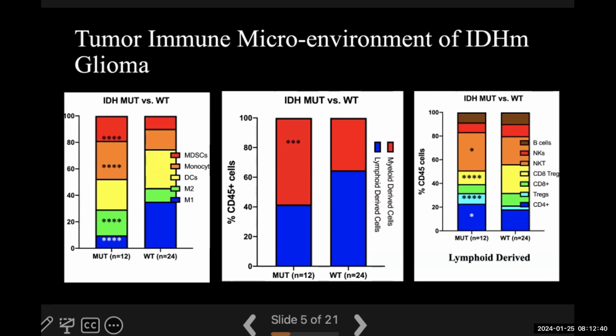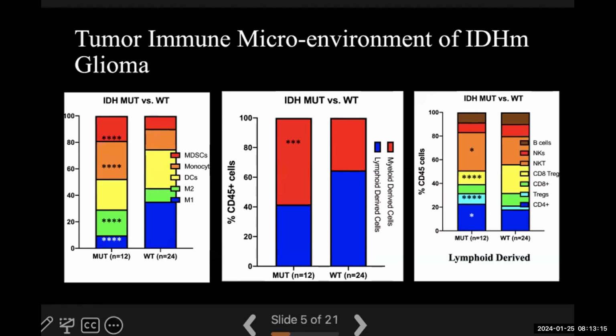So the figure on the left that shows the two bar graphs will show in IDH mutant gliomas, you have a statistically significant decrease in M1 type macrophages, which are some of the macrophages that are actually responsible for innate immunity. And then you have an increase in M2, which are associated with more of a suppressive kind of phenotype. Same thing, you see an increase in the amount of myeloid-derived stem cells.